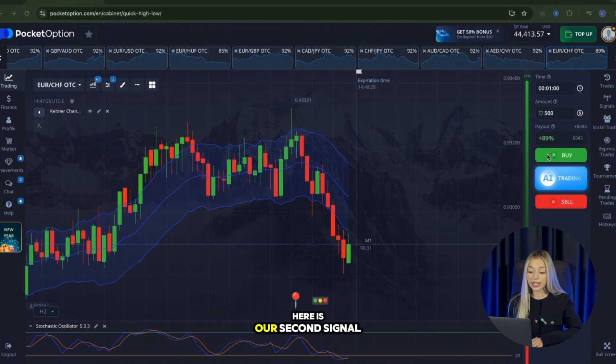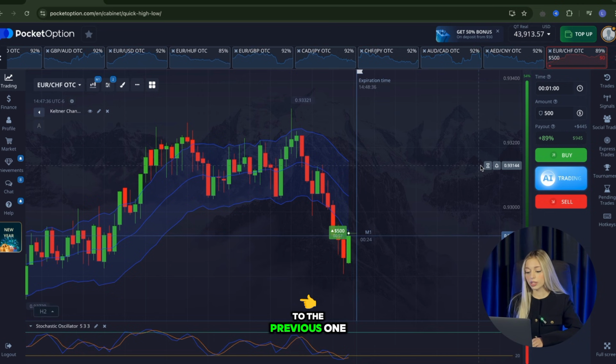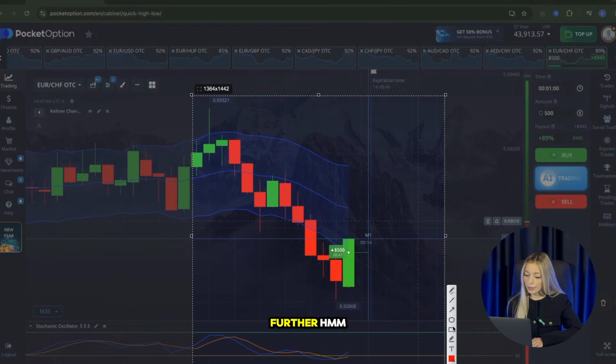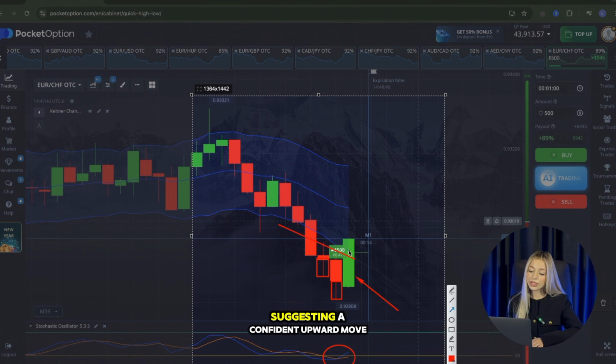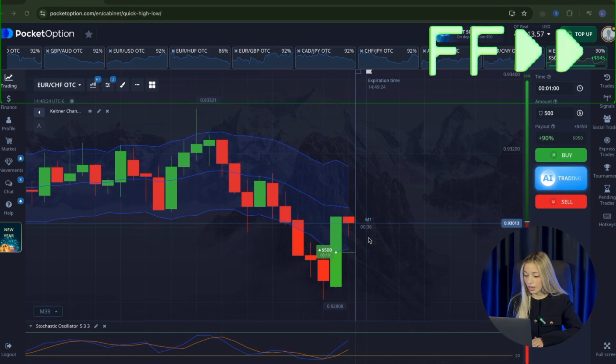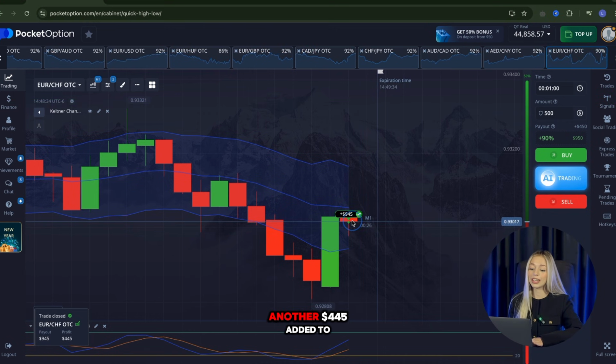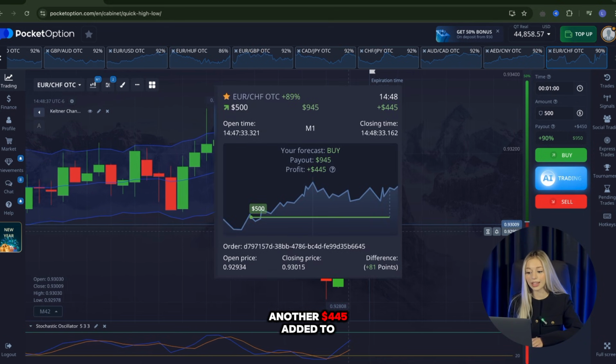Okay, here is our second signal, and I'm entering another call trade. The situation is similar to the previous one, but let's break it down further. The price dipped below the channel and is already retracing back inside. That's our first signal. Okay, the stochastic oscillator confirms the movement. There is our second signal. Additionally, we can see strong bar momentum on this chart, suggesting a confident upward move and a promising profit for us. And there it is, another $445 added to our account.